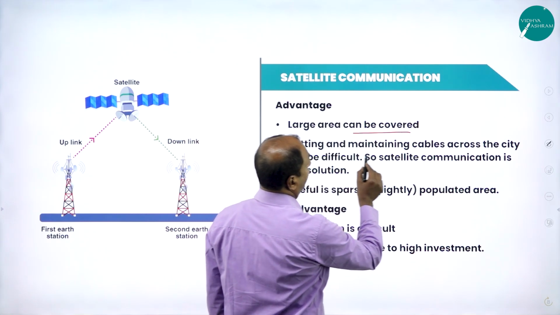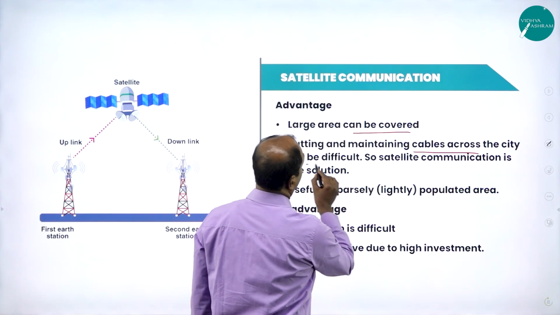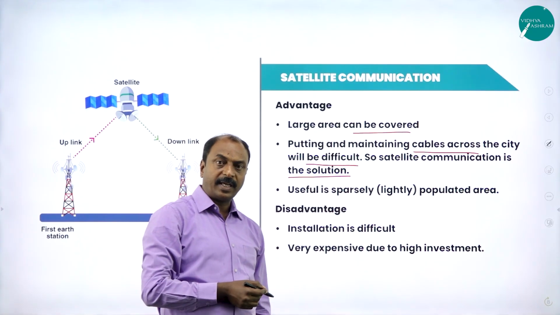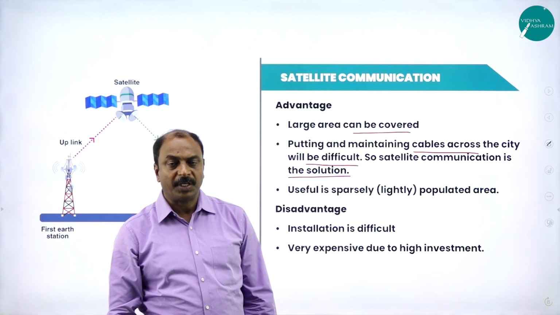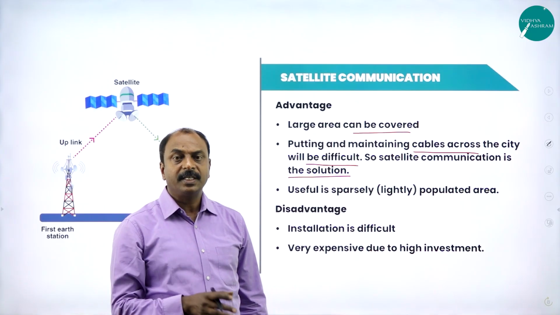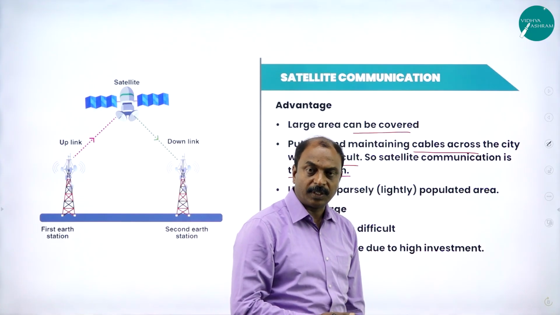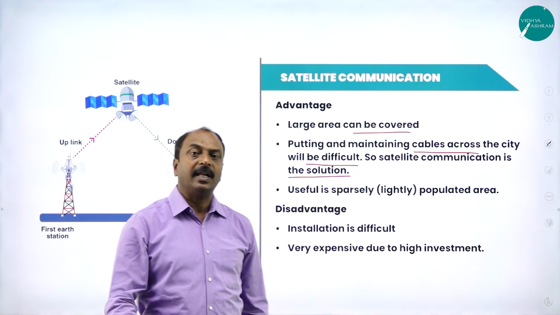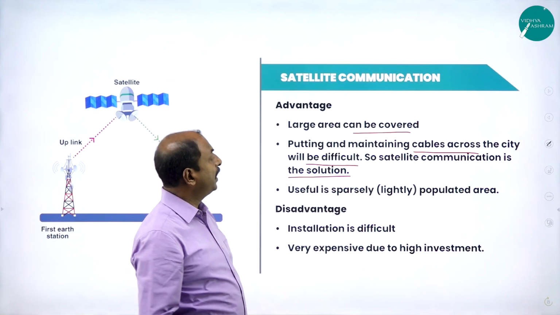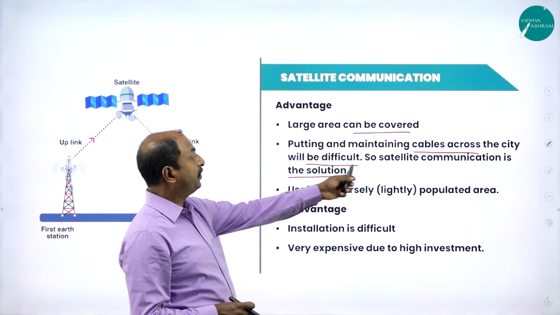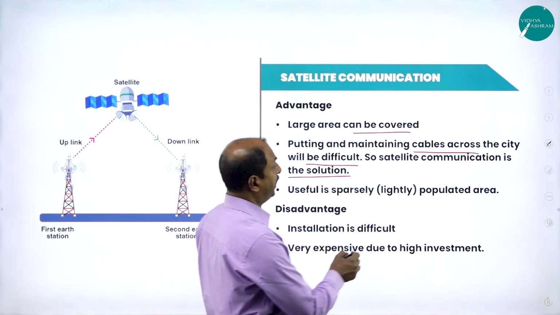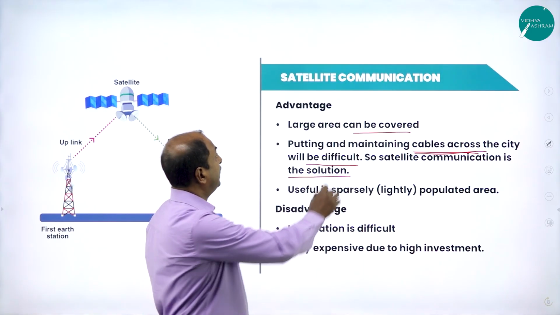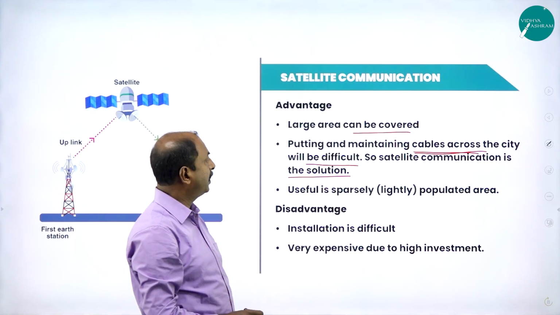And again, putting and maintaining cables across the city will be difficult. So satellite communication is the solution, as we have seen in the previous slide. Any wired communication requires a lot of licensing work and paperwork, and they have to take permission from the concerned department. It requires land acquisition and digging the ground, and you have to lay down the cables. So all these are difficult if you want to cover a larger area or across the city. In those situations, satellite communication is the best solution for the user.